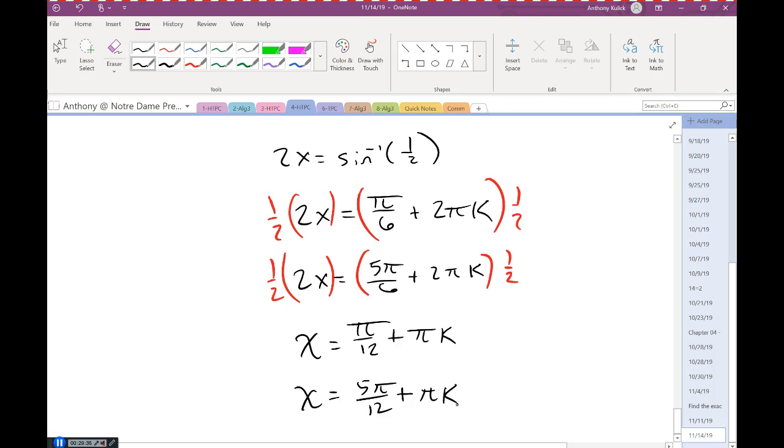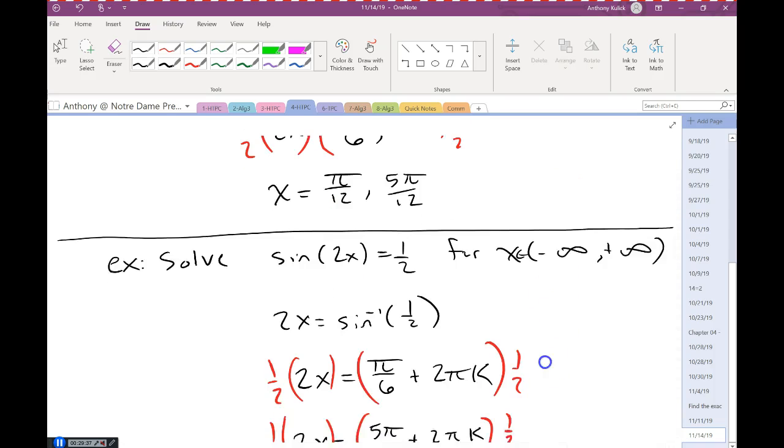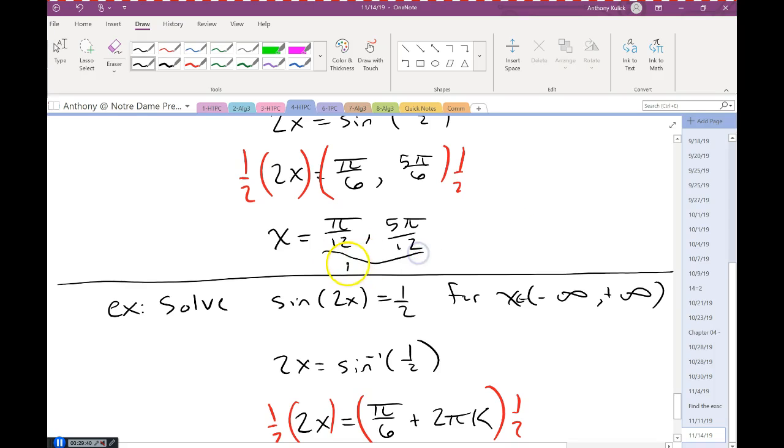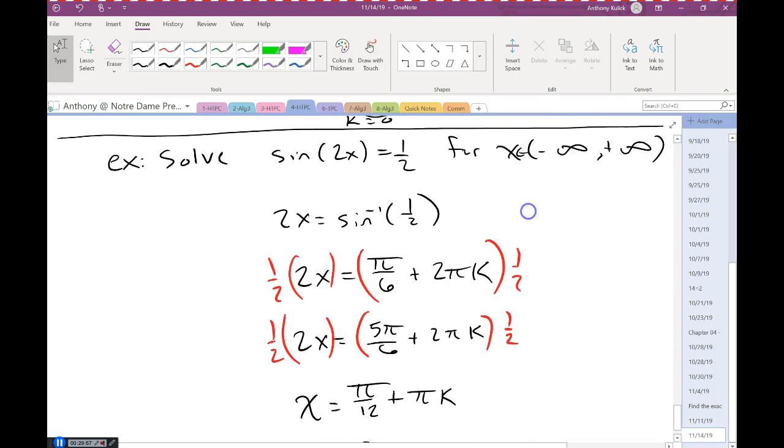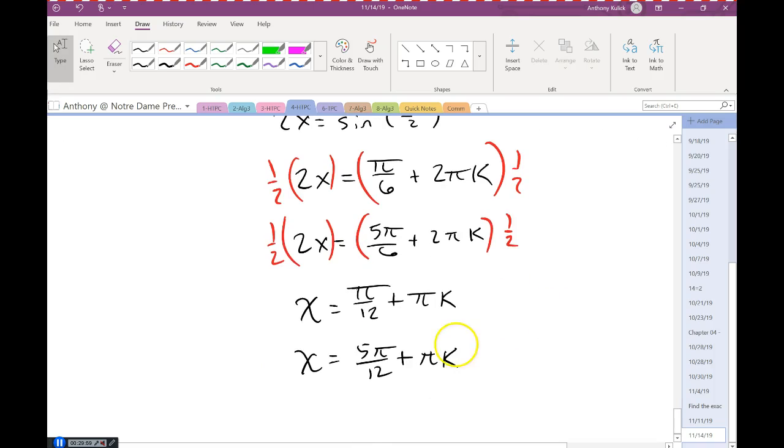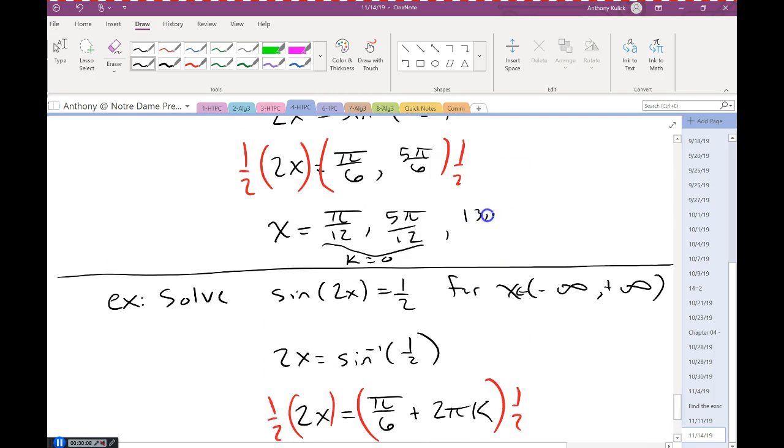So let's return to that very first example. We had these two solutions. This is when k is equal to 0, right? If I plugged 0 into my answers before, the infinite solution, we would get those two specifically. If I let k equal 1, I'd have pi plus pi over 12 and pi plus 5 pi over 12, right? So that would give me 13 pi over 12 and 17 pi over 12.